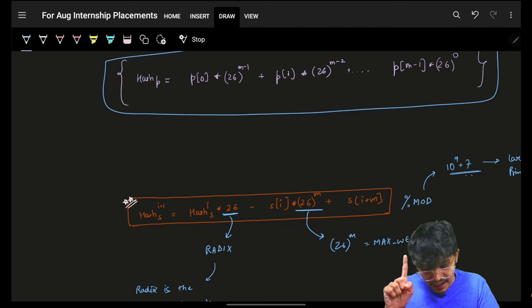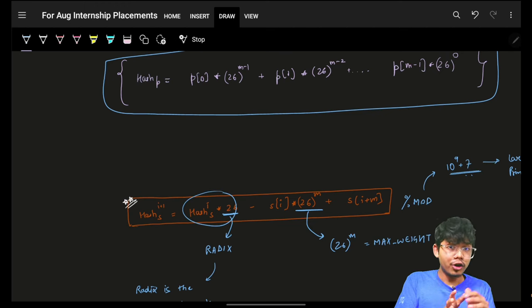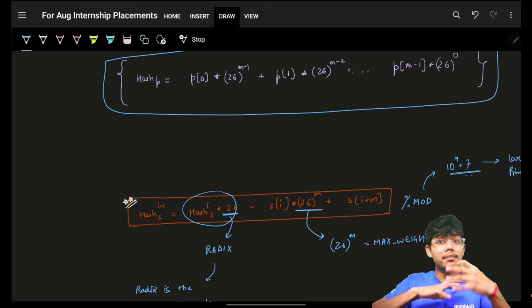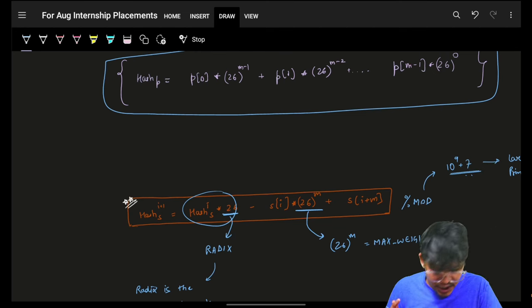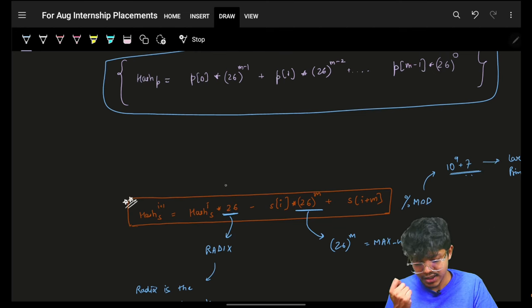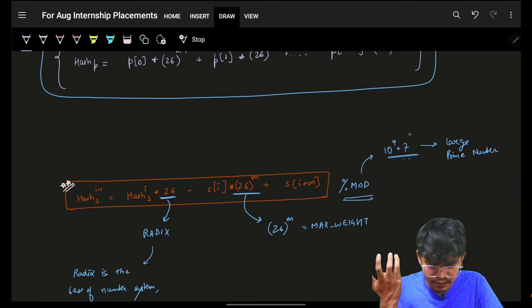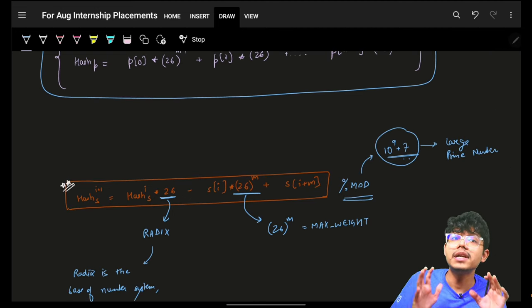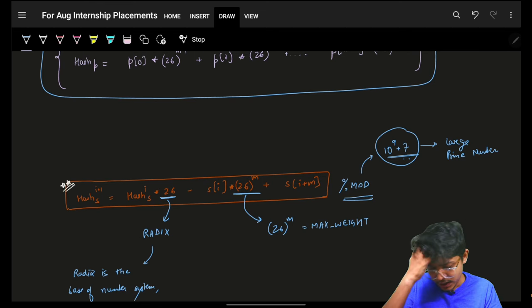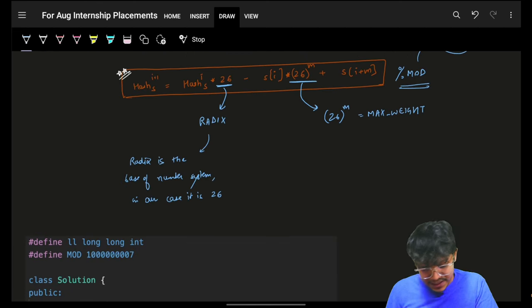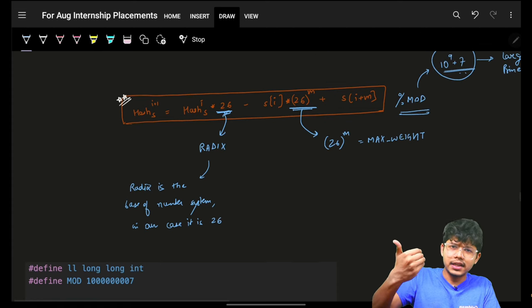Remember, that's a hash. But make sure to do modulo at every step, because the number will end up becoming very large and you cannot store that large number. So please do the mod with a big prime number. We know the standard big prime number is 1e9+7. Cool. And I have told you that this number is called a radix, and we will do this again in the code itself.